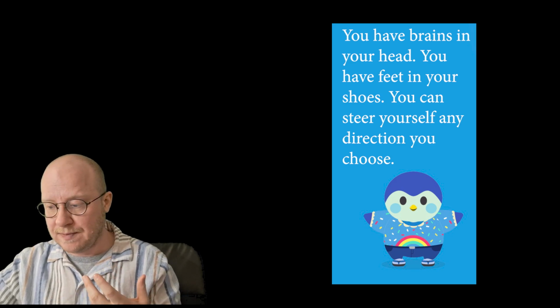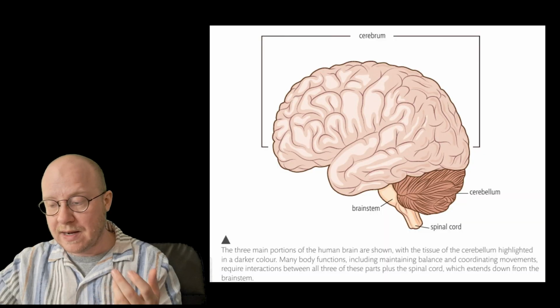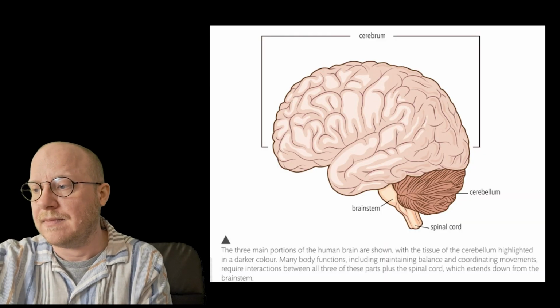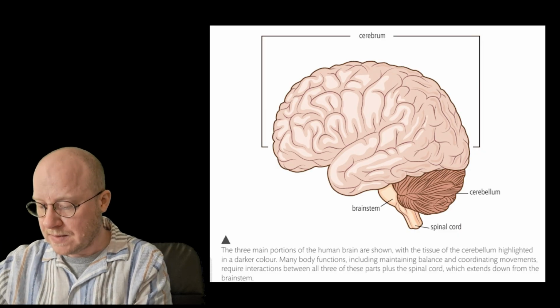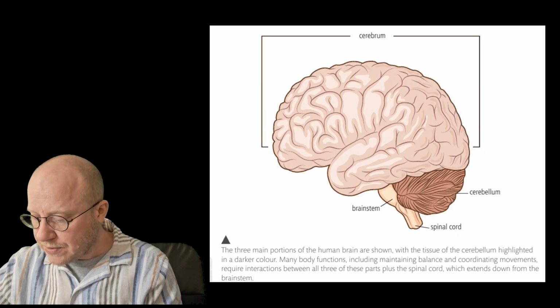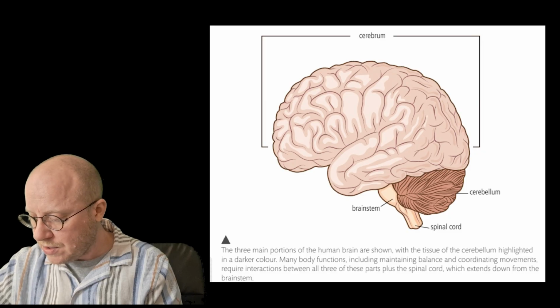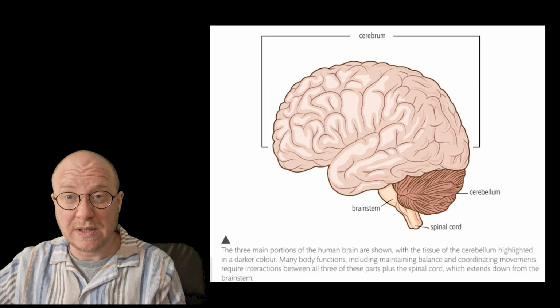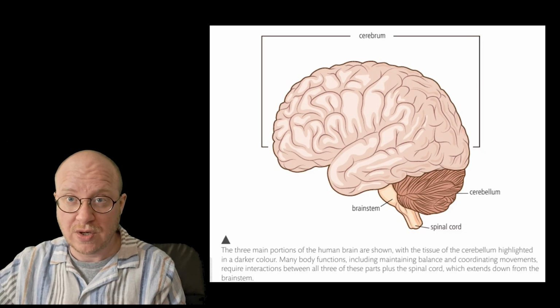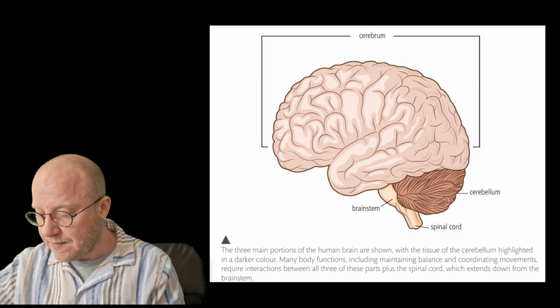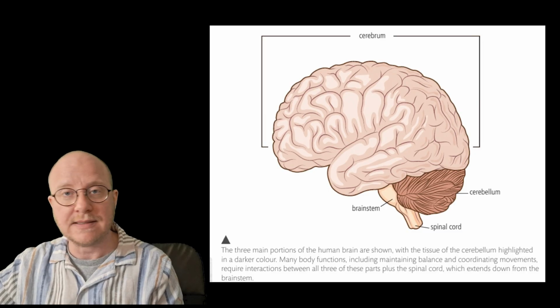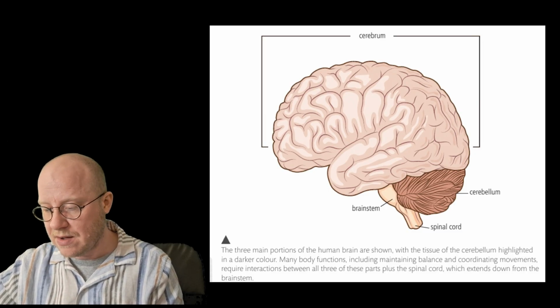You can look at this picture. You see the cerebrum, the brainstem, the spinal cord, and the cerebellum. The three main portions of the human brain, with tissue of the cerebellum highlighted in a darker color. It's not actually darker in real life. We're just showing it that way in the picture. Many body functions, including maintaining balance and coordinating movements, require interactions between all three of these parts, plus the spinal cord, which extends down from the brainstem.